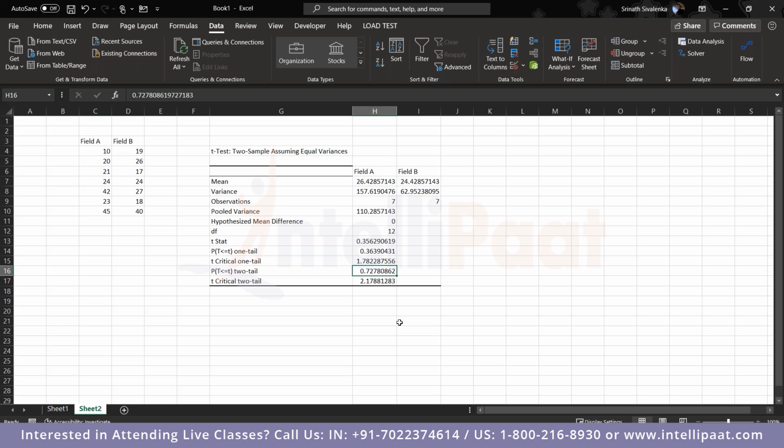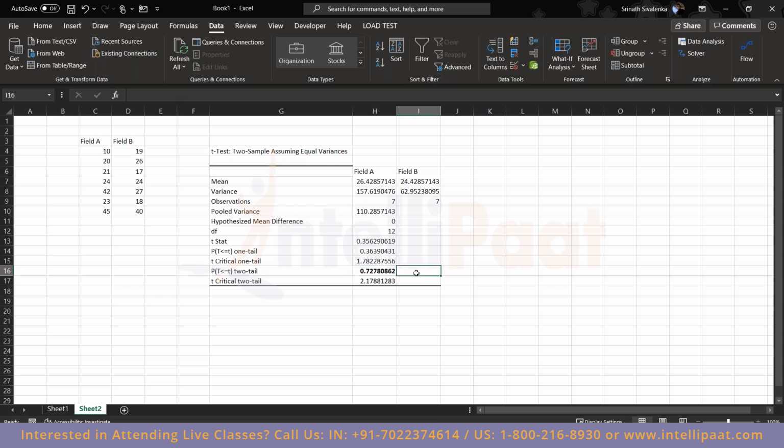Should I reject the null hypothesis or should I stick with my null hypothesis? Huh? You stick with your null hypothesis. You don't reject your null hypothesis. You cannot reject your null hypothesis, because if you reject it, the chance that you would be committing a mistake is 72%. This is the value that you need to be looking at. So there's no way you can reject your null hypothesis.